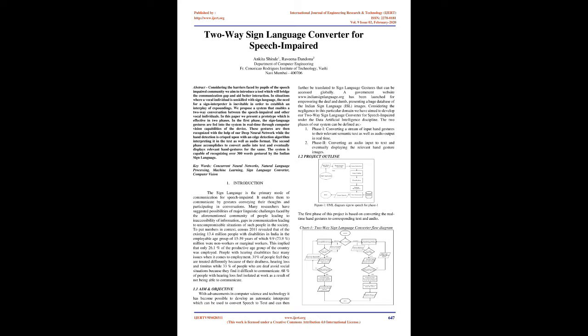To put numbers in context, Census 2011 revealed that of the existing 13.4 million people with disabilities in India in the employable age group of 15 to 59 years, 9.9 million, 73.9%, were non-workers or marginal workers. This implied that only 26.1% of the productive age group of the country was employed.